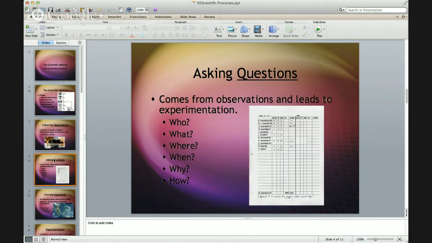Then we ask questions. So questions would be a key term. I'm going to write that down and define it. Our questions come from our observation and then lead to the experimentation. It's really hard to design an experiment unless you have a question in mind that you want to answer. There's really no point in doing an experiment on something if there's not a question to answer. So we need to develop that question, usually in some detail, in order to design an effective experiment to answer it. Then we form a hypothesis.